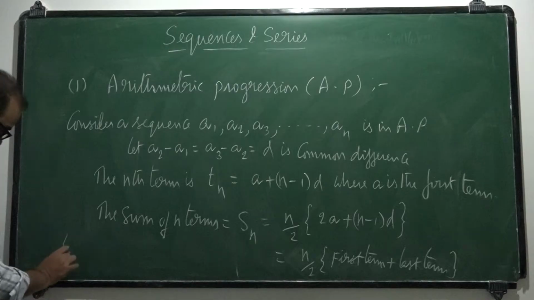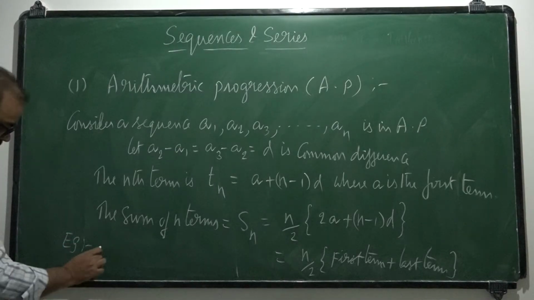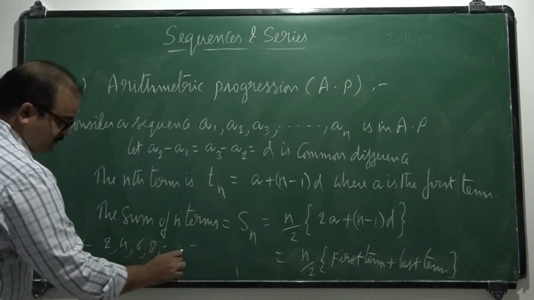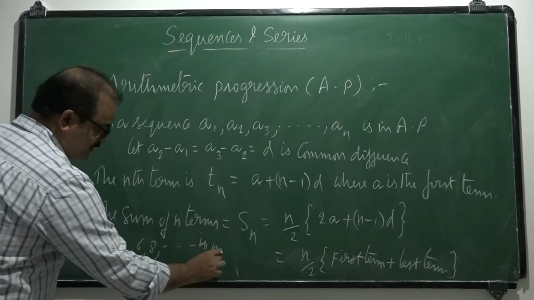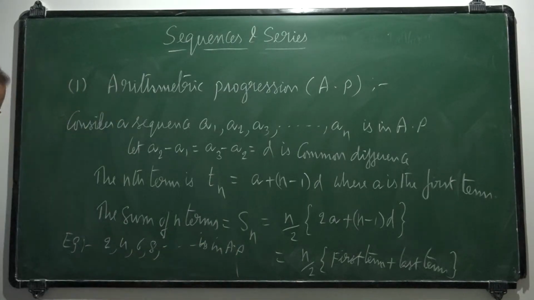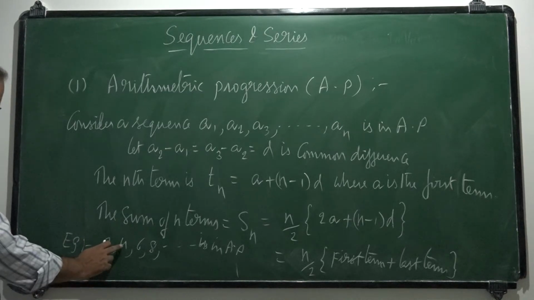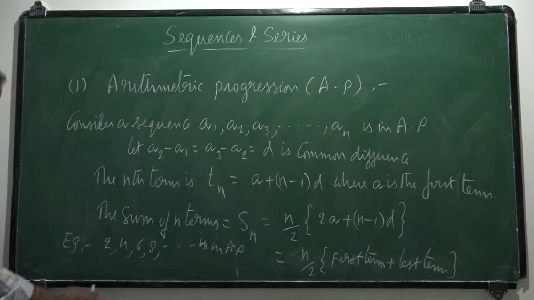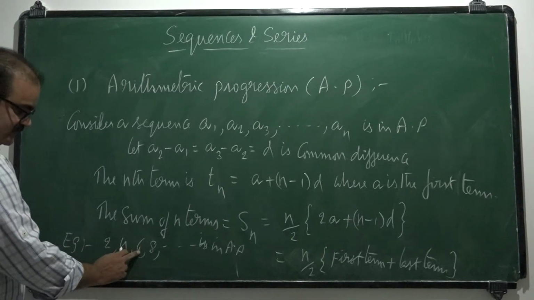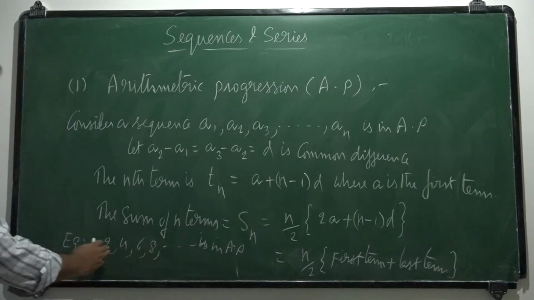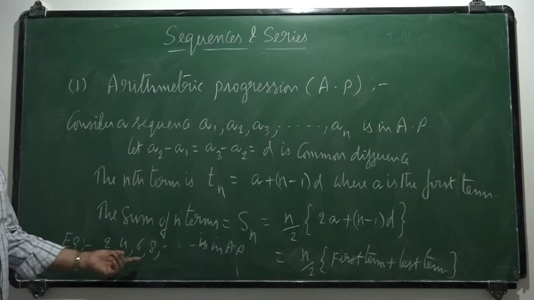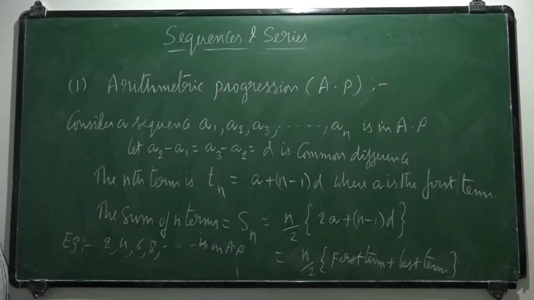For example, we take the series 2, 4, 6, 8 and so on. This is in arithmetic progression. How can we say it is in arithmetic progression? You observe the difference between consecutive terms. 4 minus 2, 2. 6 minus 4, 2. 8 minus 6, 2. Here the difference between two successive terms is a constant. So it is said to be in arithmetic progression.